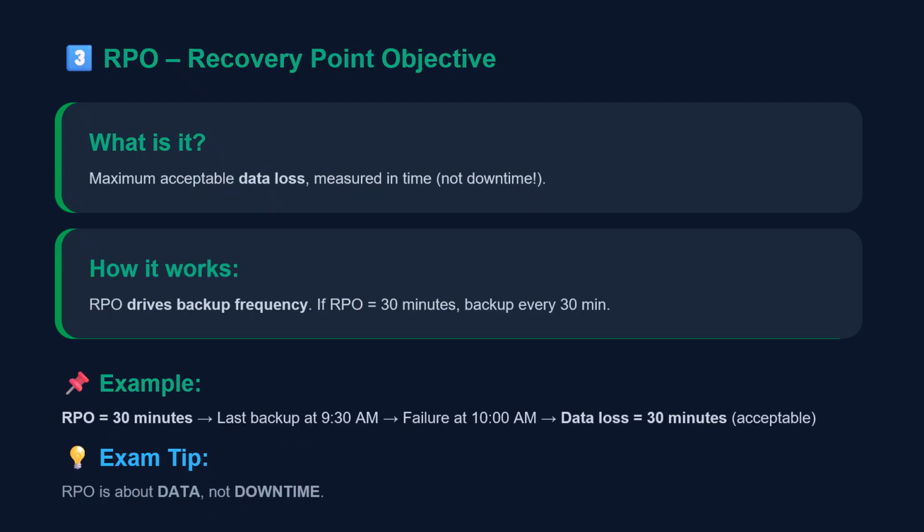Now let's talk about RPO, or Recovery Point Objective. RPO defines the maximum acceptable data loss, measured in time, not downtime. RPO determines how frequently backups must occur. For example, if RPO is 30 minutes, backups must be taken at least every 30 minutes. Let's say the last backup was at 9:30 a.m. System failure occurred at 10 a.m. You lose 30 minutes of data, which is acceptable based on your RPO. Exam tip: RPO is about data loss, not system availability.